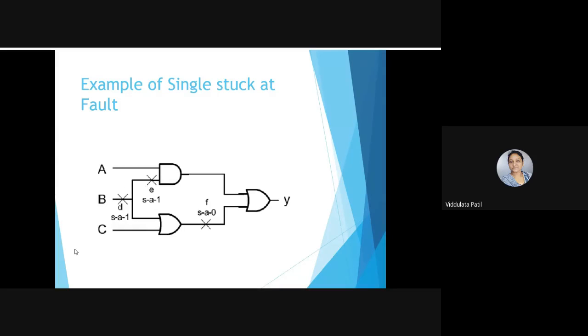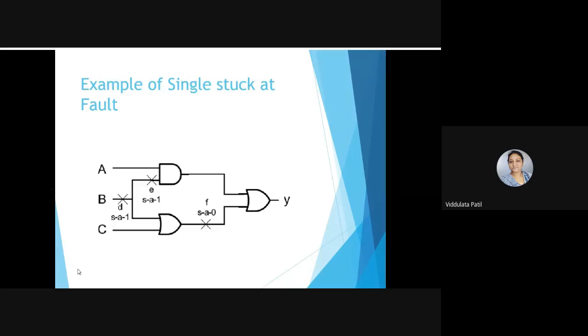Each wire has only one fault: this is stuck at 1, this is stuck at 1, this is also stuck at 1, and this one is stuck at 0. So these are the three faults in this overall circuit. Now, what should be the actual output of this circuit?